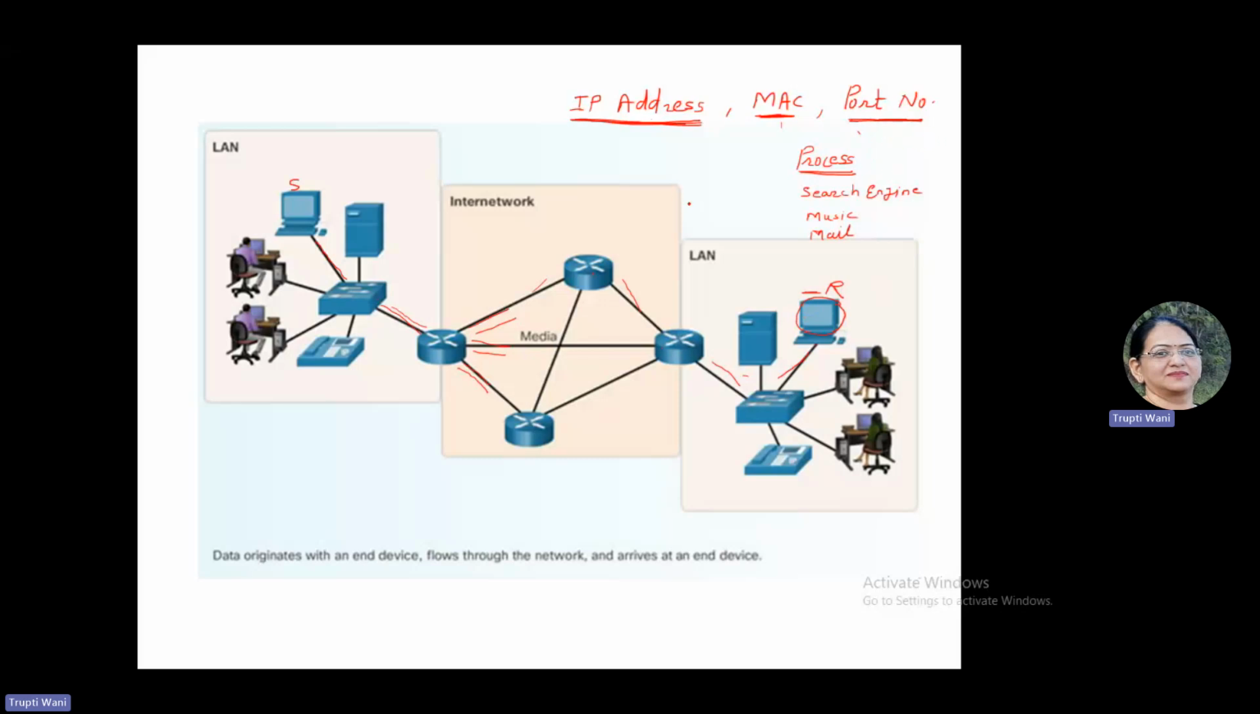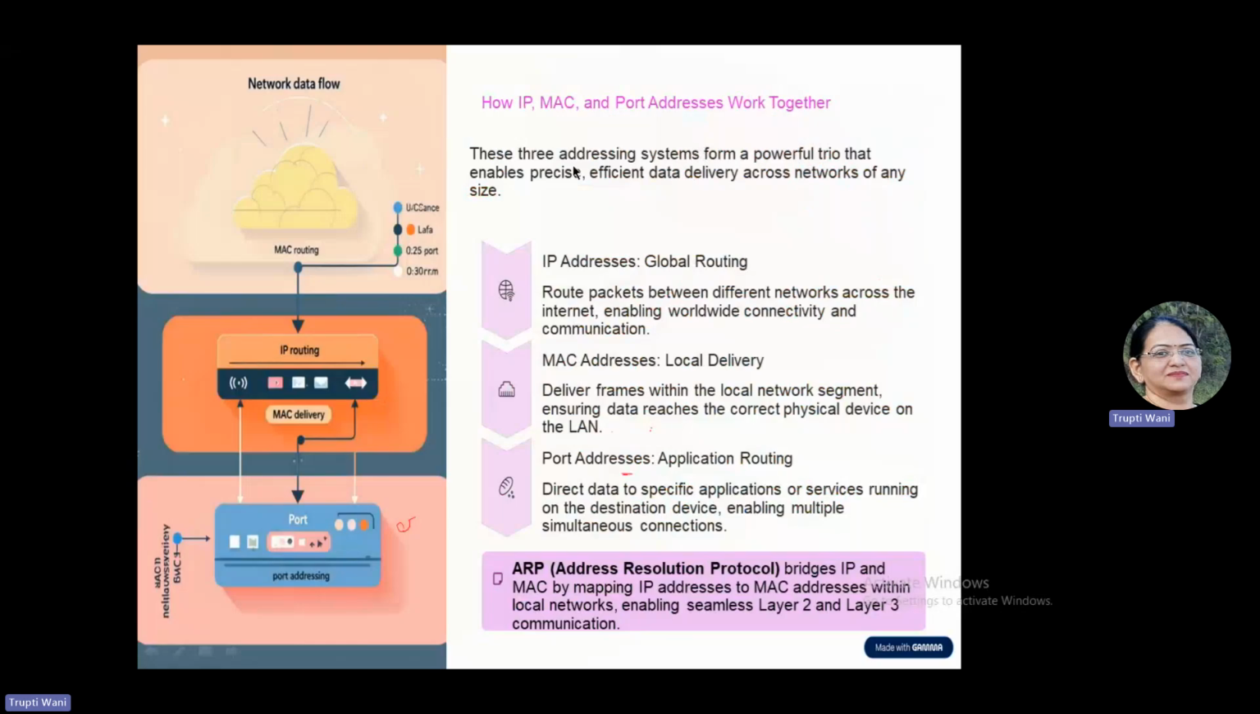So these are the three different things required in the communication. Now we'll see in detail. These three addressing schemes, IP address, MAC address and port number, are the powerful things required to enable precise, efficient data delivery across the networks.